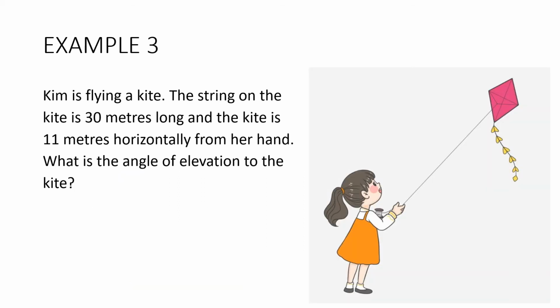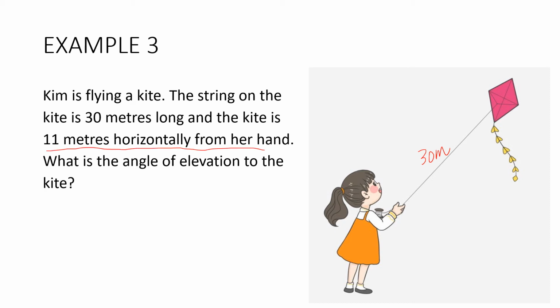Now, of course, she can also be asked to find an unknown angle. So let's have a look at this example. Kim is flying a kite. The string on the kite is 30 meters long. So let's write that in. It's here. And the kite is 11 meters horizontally from her hand.